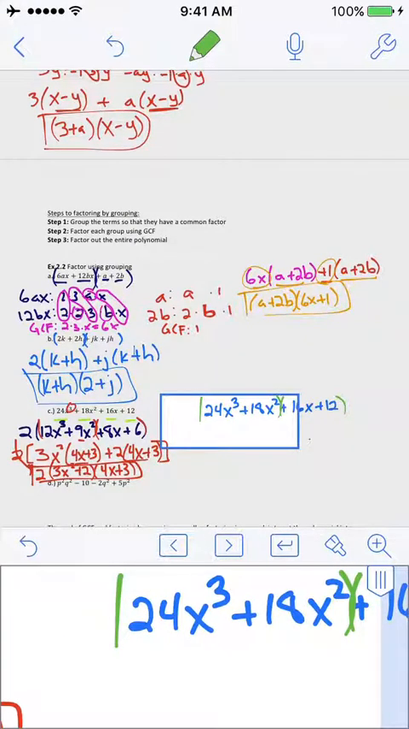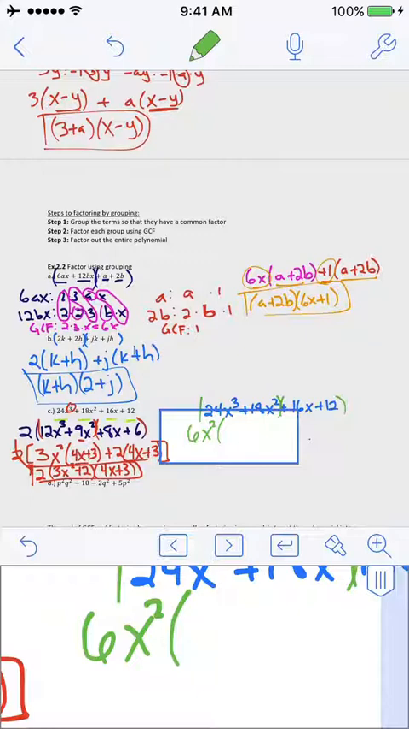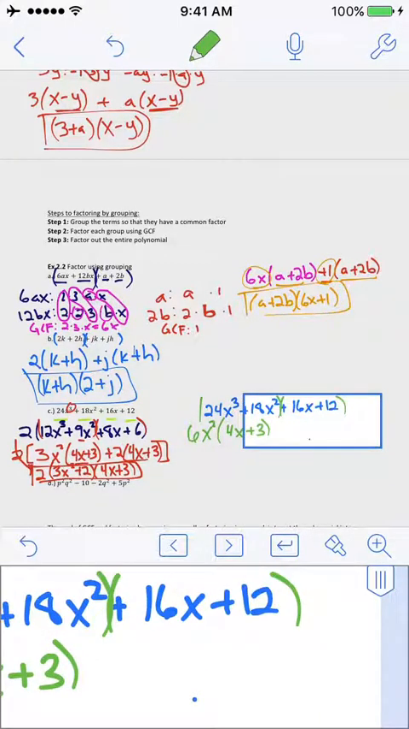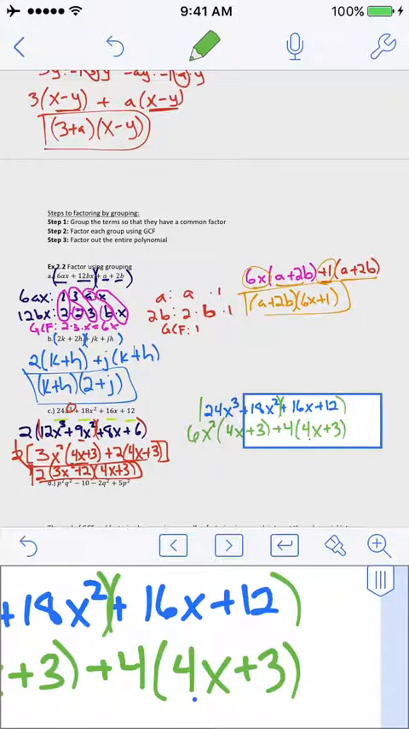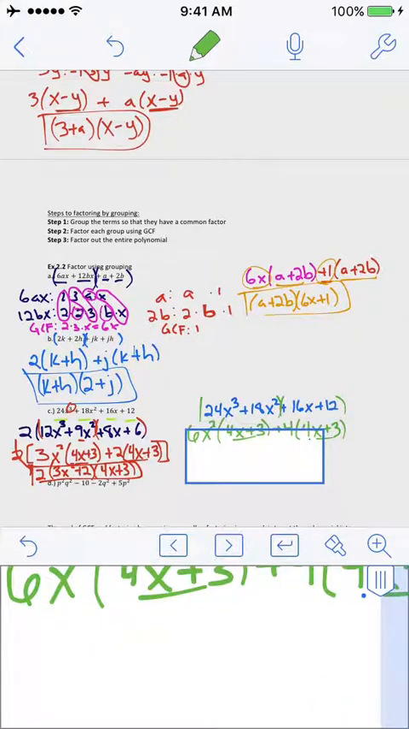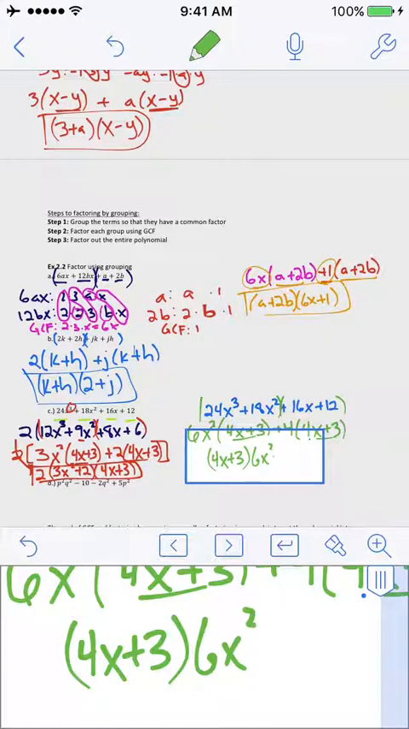24 and 18, let's see, they have a 6 in common. And these both have an x squared in common. Right? So I'm left with 4x plus 3. So far looking good. Second term, 16x plus 12. Those guys have a 4 in common. I end up with 4x plus 3. Oh, hey, look, grouping is still working. Fabulous. Because I now have the same thing twice. So I can take that out, 4x plus 3, and 6x squared plus 4.